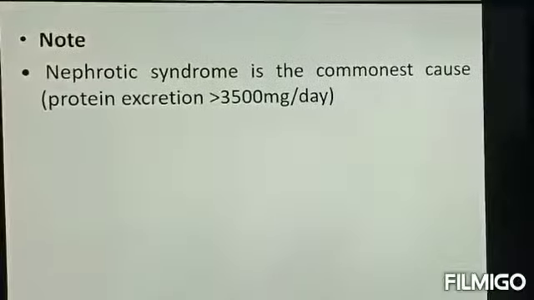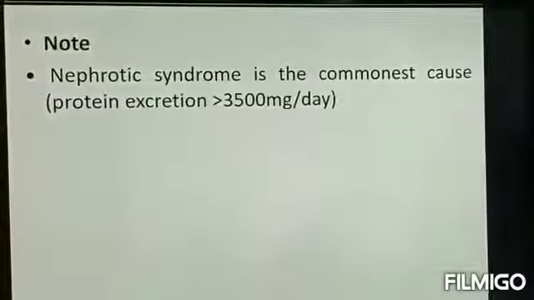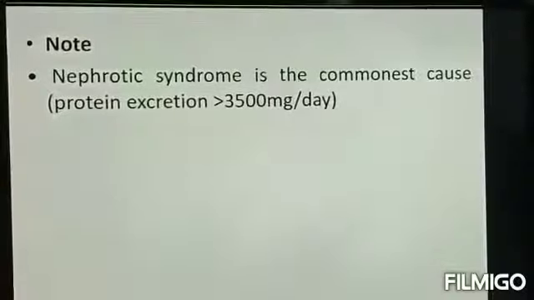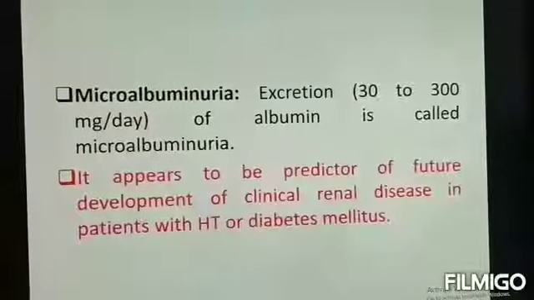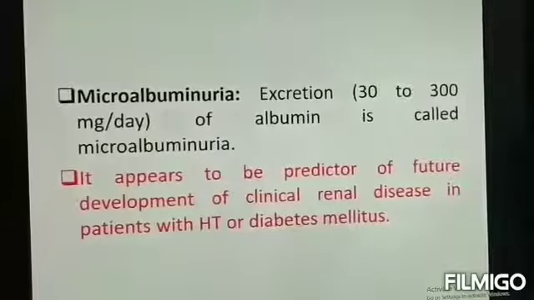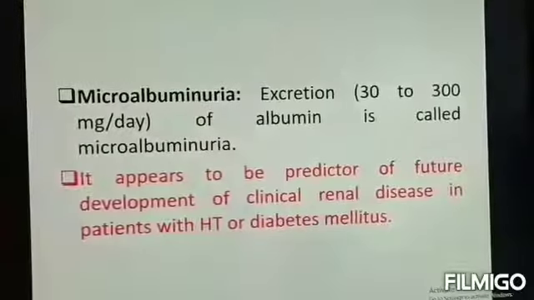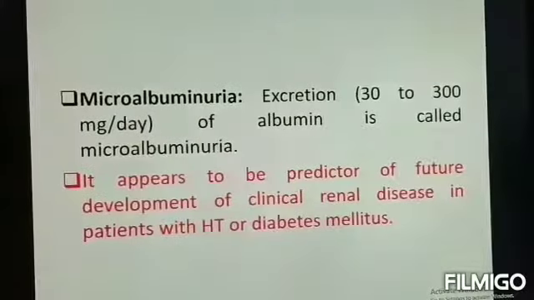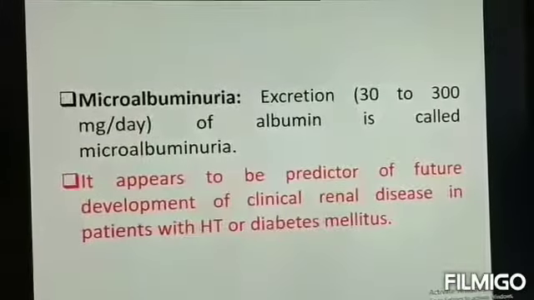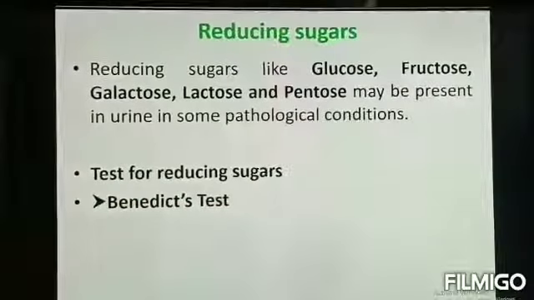Nephrotic syndrome is the commonest cause of proteinuria, where the protein excretion is more than 3.5 gram per day. Microalbuminuria is the excretion of albumin of 30 to 300 milligram per day. It appears to be a predictor of the future development of clinical renal disease in patients with hypertension and diabetes mellitus.